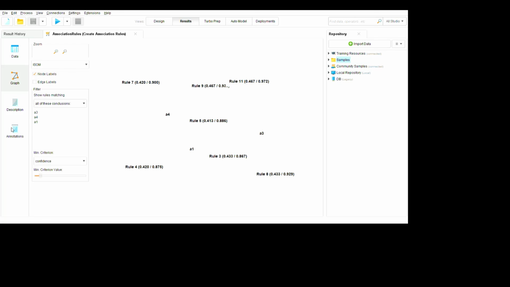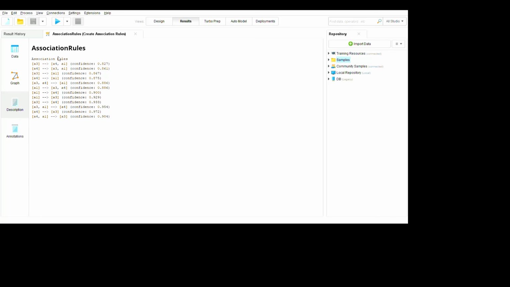Finally, moving to the description part, we'll be able to get all of the association rules in writing. So if we take a look at the first one, we can see if the item A3 occurs, then it is also highly likely that the items A4 and A1 also occur together with it. Also, it has a confidence rate of 0.827.